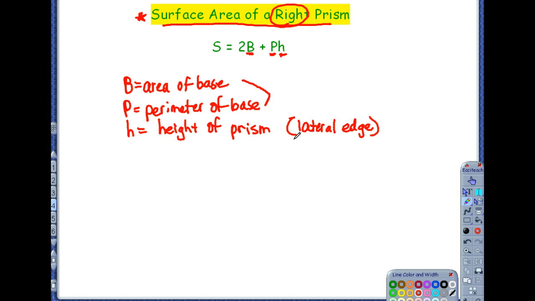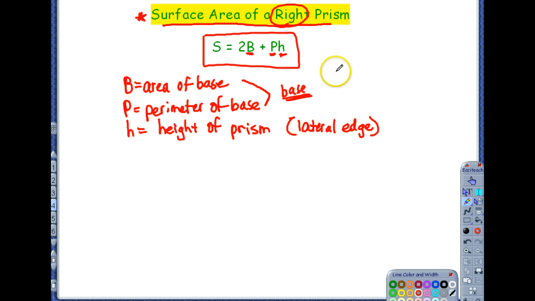Okay, so again, if you know the base area and you know the perimeter of the base, both involving the base, then knowing the height of the prism, you can find the surface area. So this finds the surface area of the whole right prism.